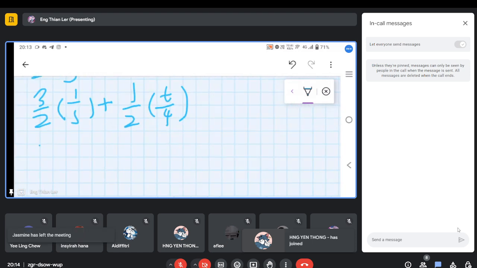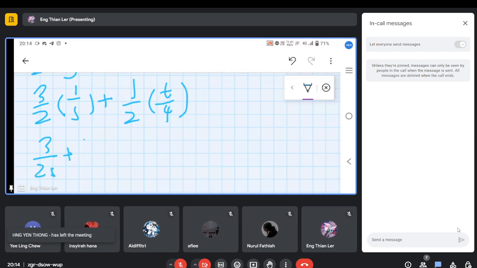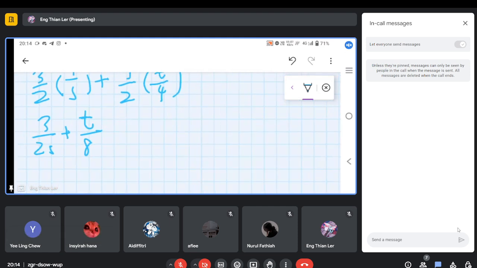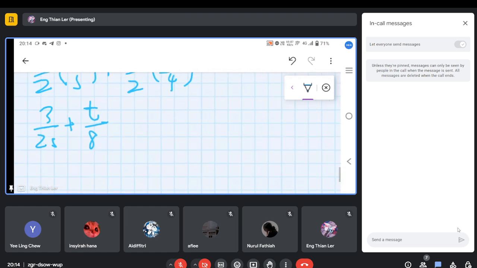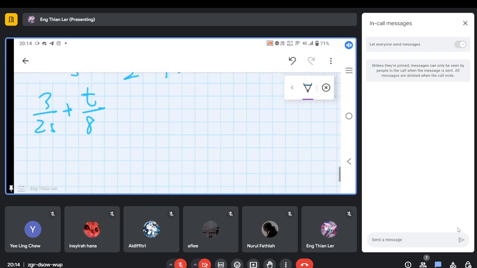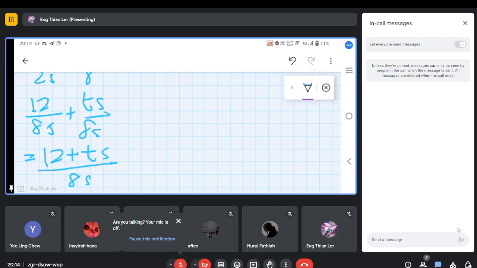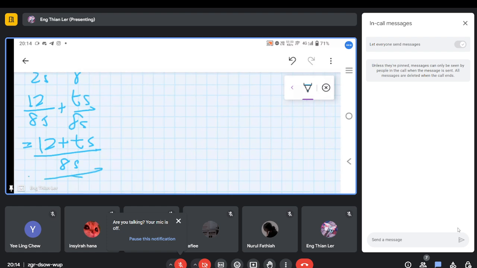So we should get 3 over 2s plus t over 8. So we need to multiply this side by s, top and bottom by s. At this side we need to multiply top and bottom by 4. So 12 over 8s plus ts over 8s. So this is equal to 12 plus ts over 8s, and that's the answer from the textbook.